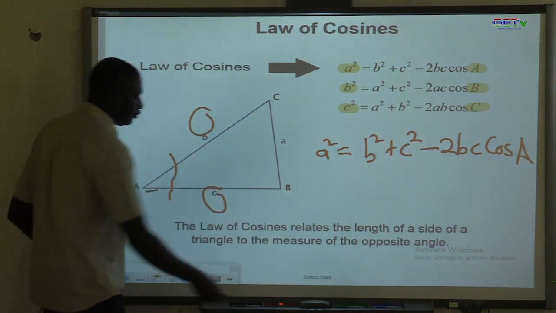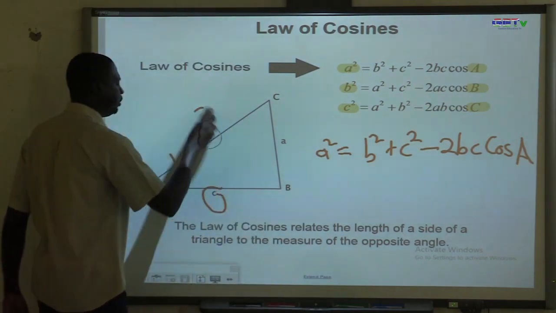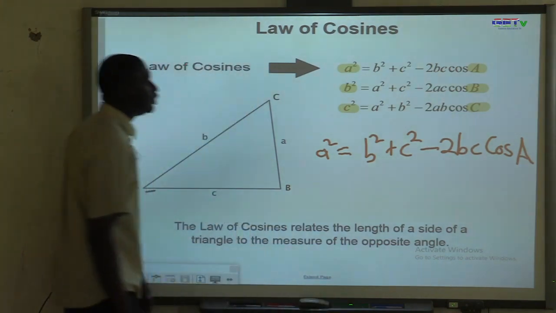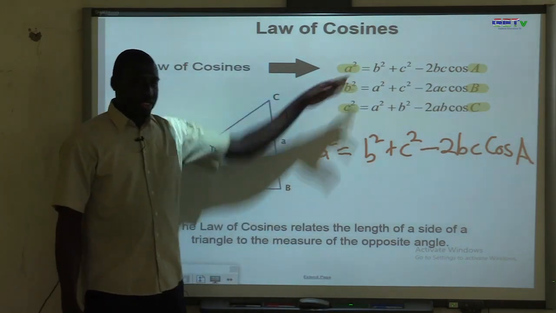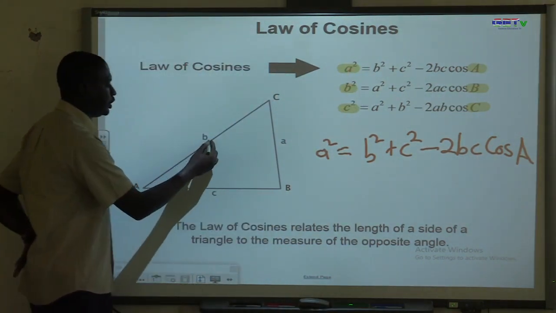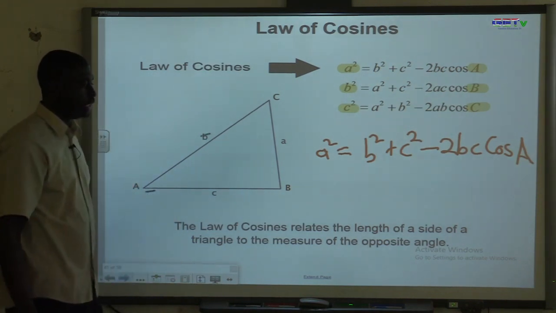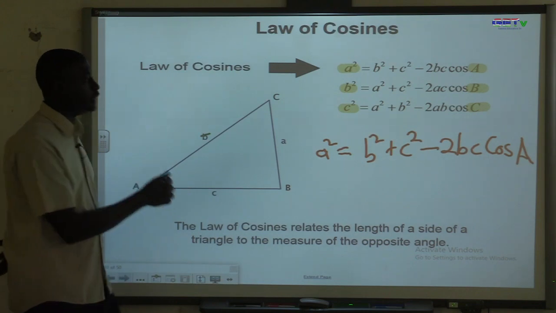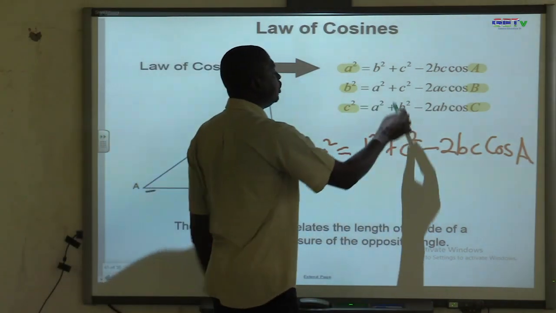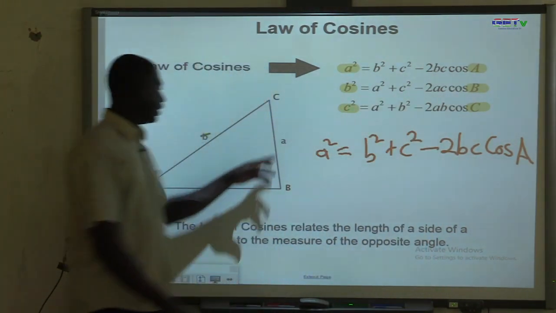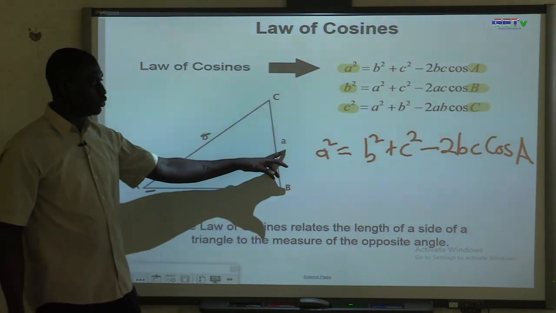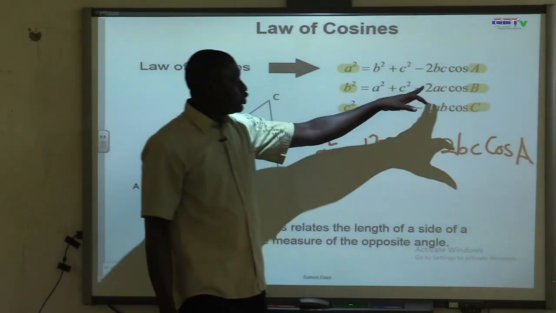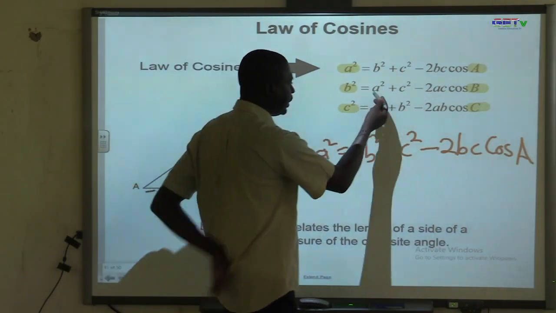Likewise, if you are to solve for b, it's the same pattern. b squared, the length b, is equal to the other two sides squared, that is a squared plus c squared, minus 2 times the same ac.